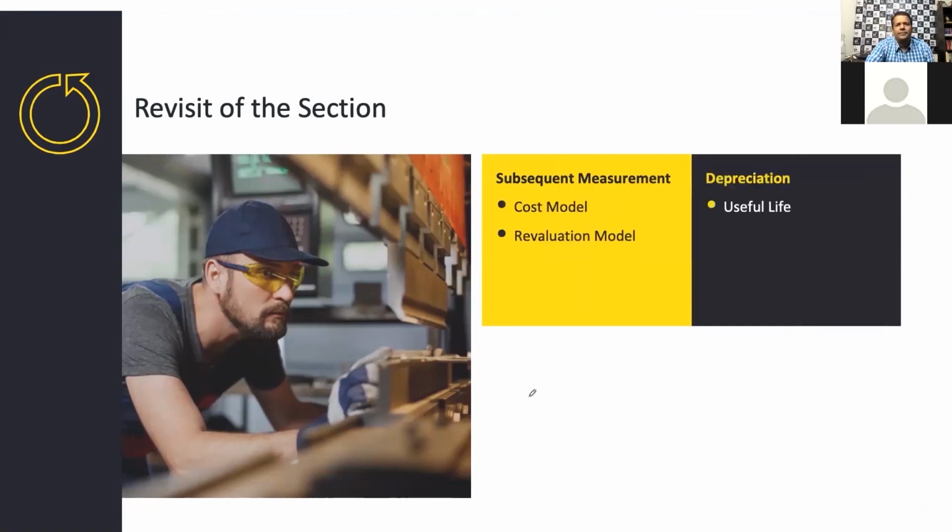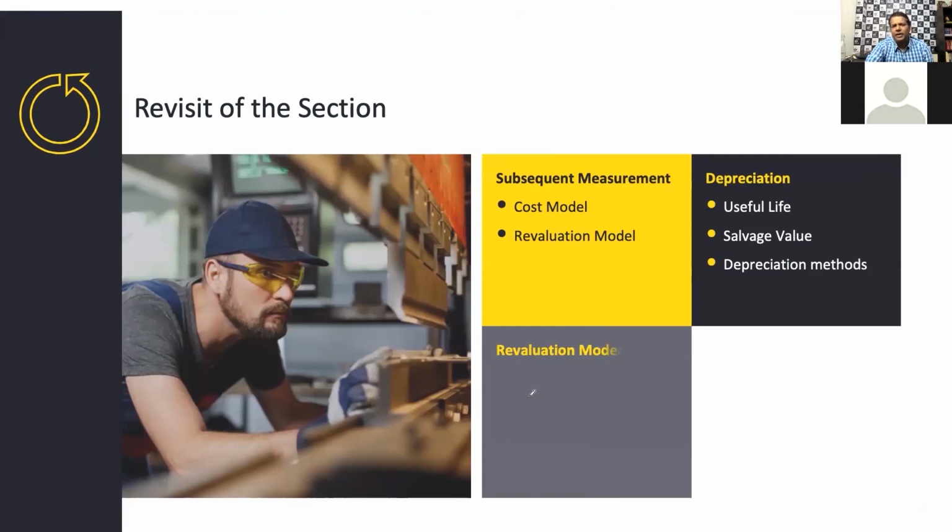Let's look at a quick revisit. We talked about all of this. Subsequent measurement: you have two models, cost model or revaluation model. You can depreciate on the basis of useful life. You have to be careful of the residual amount and the depreciation methods. Again, it can be the straight line method, WDV method, or sum of units method.